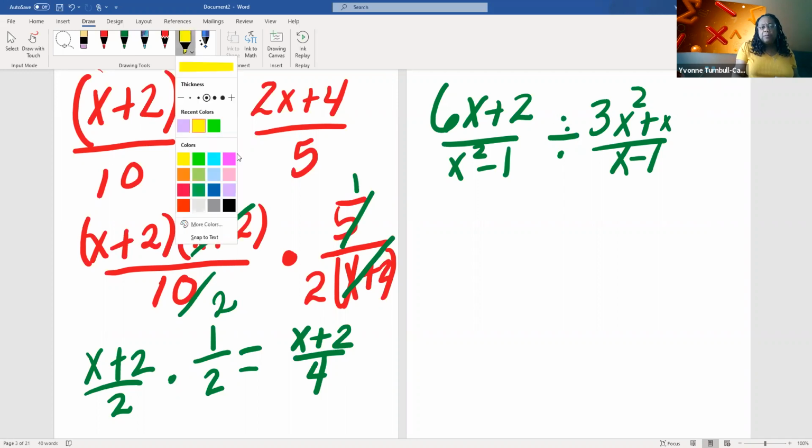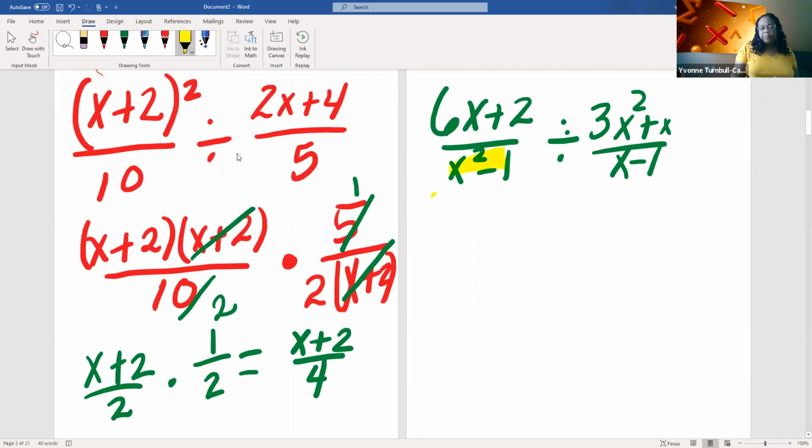If you look right here, that's difference of squares, ladies and gentlemen. You have to identify that to be able to know how to proceed. Once you identify it, you know how to factor it. So let's get into it. 6x plus 2.